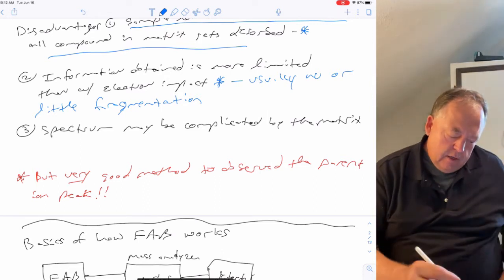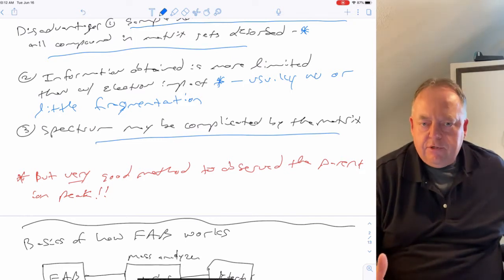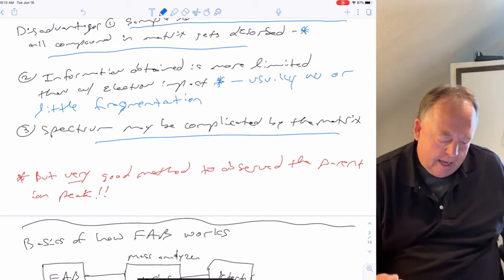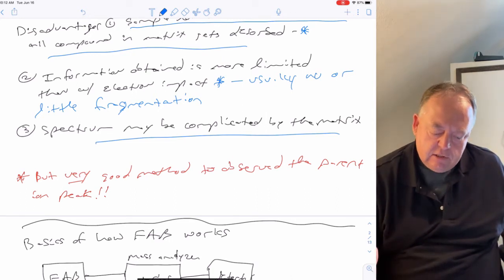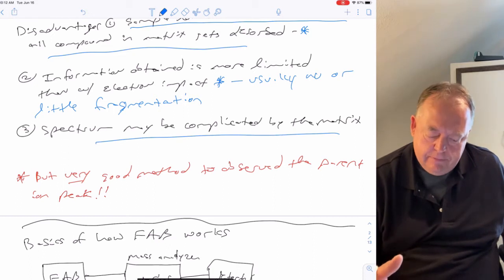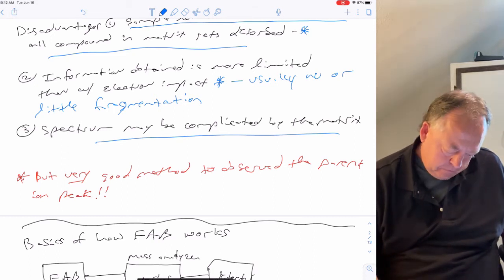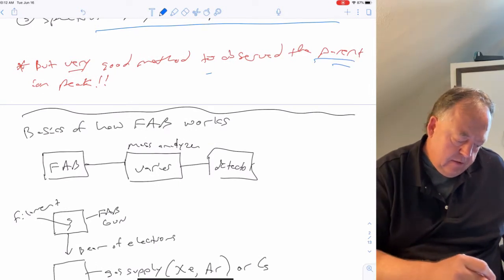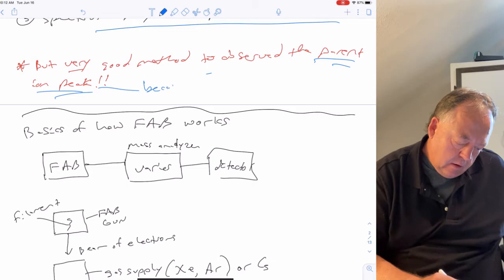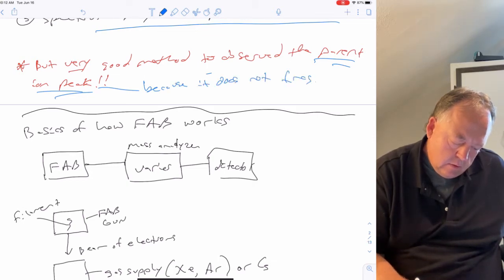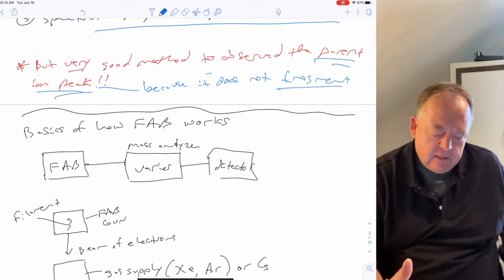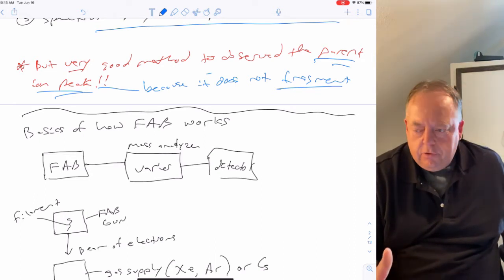And furthermore, the spectrum may be complicated by the matrix itself, because the matrix is an organic molecule. And so that could get into the gas phase and get into your mass spectrometer, so you're going to see peaks for your matrix as well. But they are very good methods to observe the parent ion peak, because they're lower energy ways to get your compound into the gas phase and ionize, so they may not fragment.